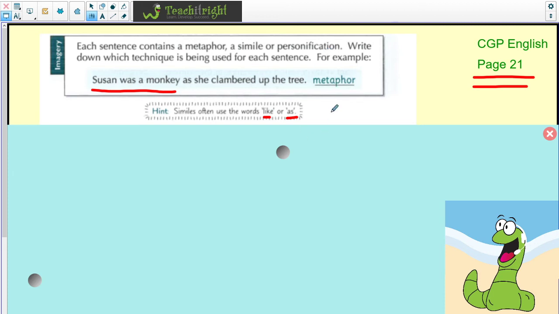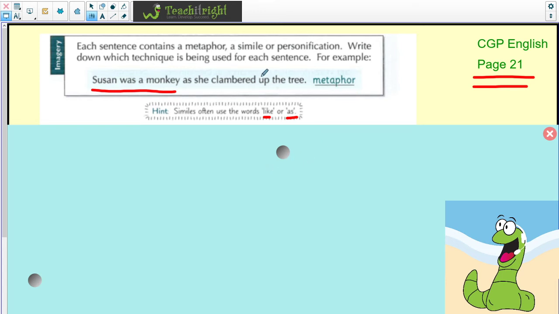Personification, this is where we give human characteristics to inanimate objects. So if I said the wind whistled, well, that would be a personification because the wind doesn't really whistle. So it's giving human traits to inanimate objects. And we'll have a look at some examples of personification in this particular exercise as well.